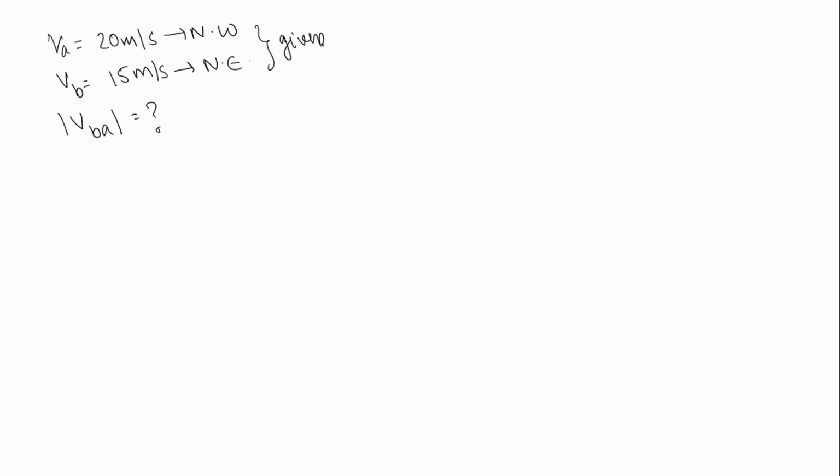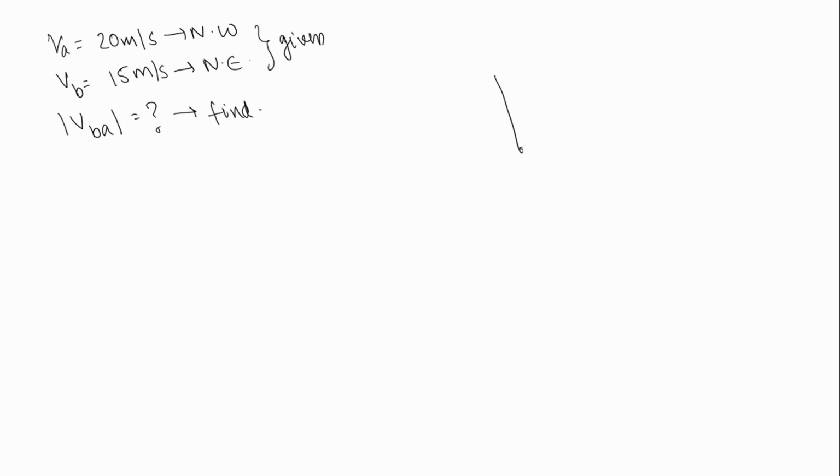In the question we have, the velocity of particle A is 20 meter per second in the northwest direction. The velocity of particle B is 15 meter per second in the northeast direction. We need to find the velocity of particle B with respect to A, specifically its magnitude. These are given and we need to find this.